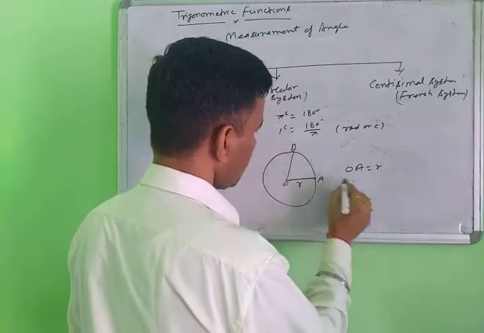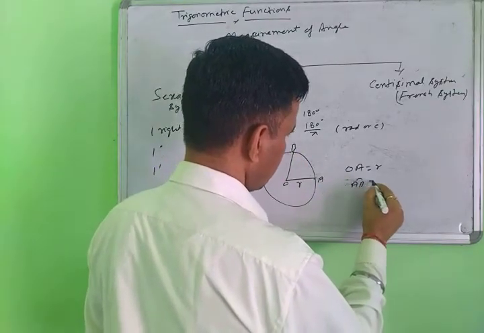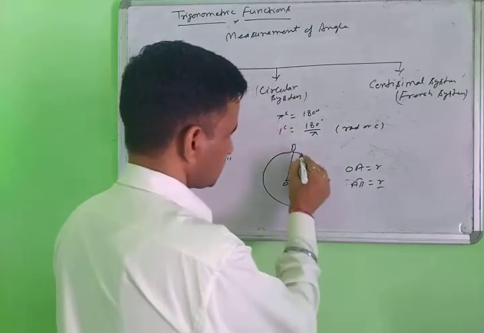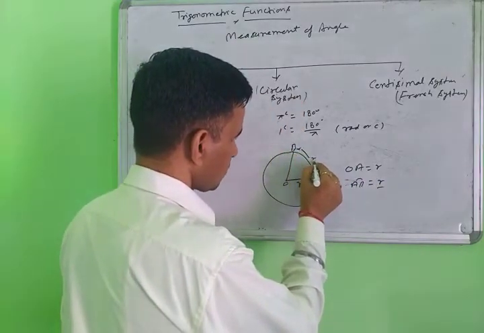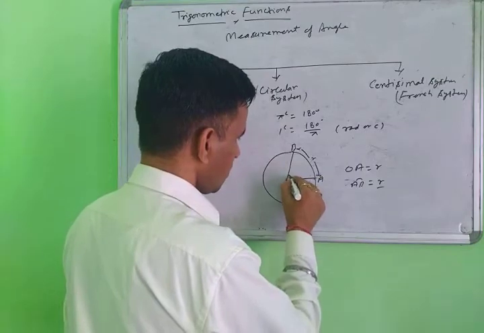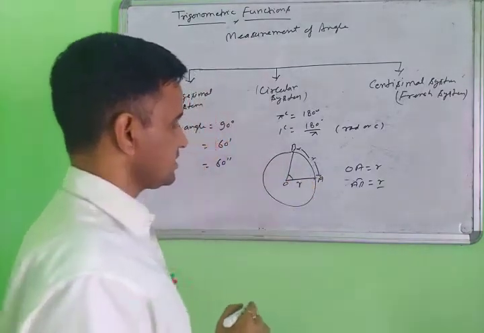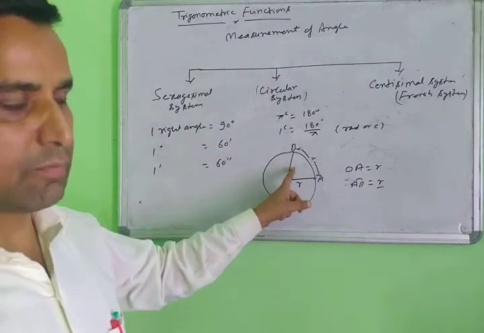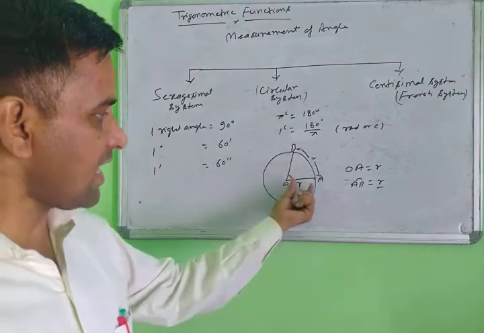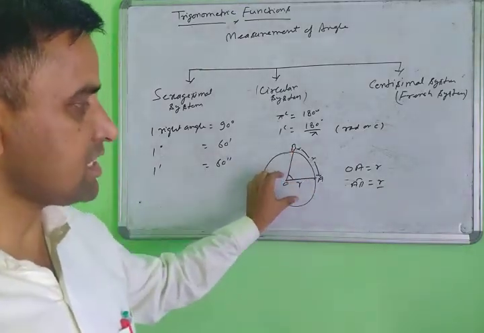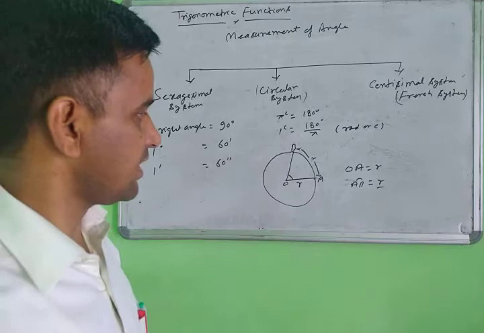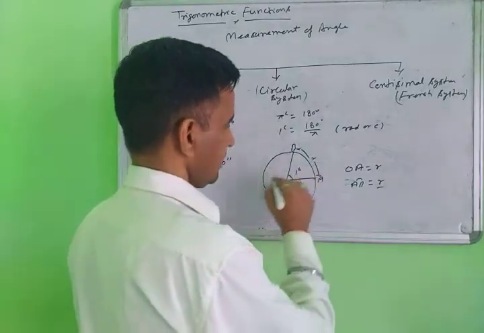What is the length of the arc AB? Suppose this length is also equal to the radius. So this is called 1 radian. Pi radian, 1 radian, 2 radian. When the length of the arc and the radius are the same, this is called 1 radian.